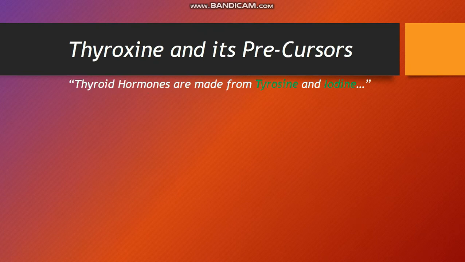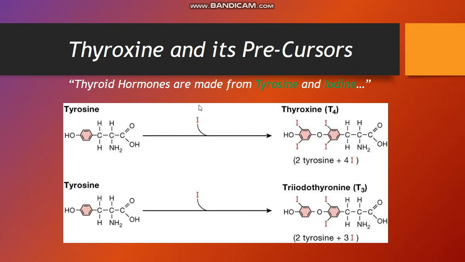Well, the iodination process, thyroxine and its precursors. Thyroid hormones are made from tyrosine and iodides. These are the precursors. You're looking here, tyrosine and iodine, they form thyroxine. Tyrosine plus iodine also forms triiodothyronine. Here you see two tyrosine. That gives rise to thyroxine and triiodothyronine.